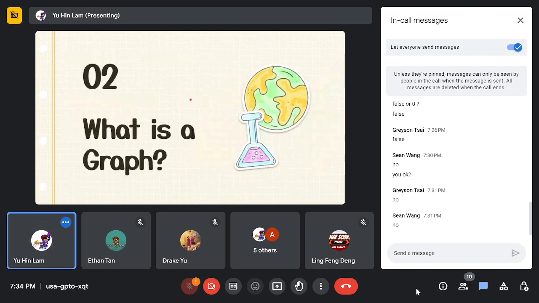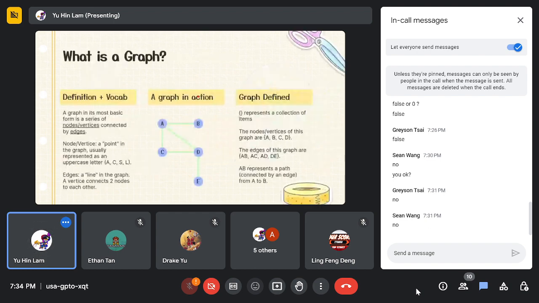So what is a graph? In school, the first thing that we probably think of when we think of graphs is coordinate planes and lines and stuff. But in ACSL, our graph probably looks like this.